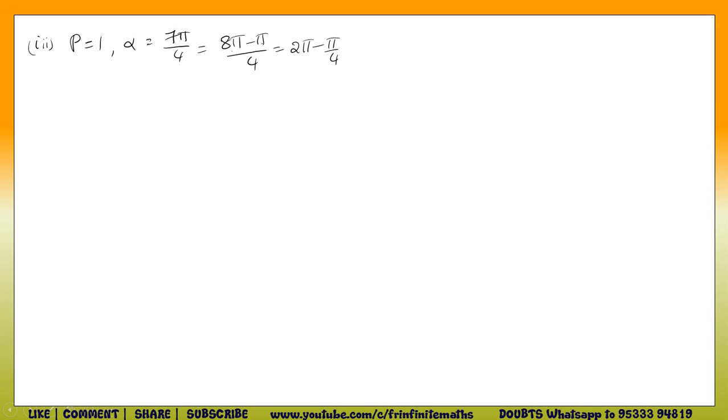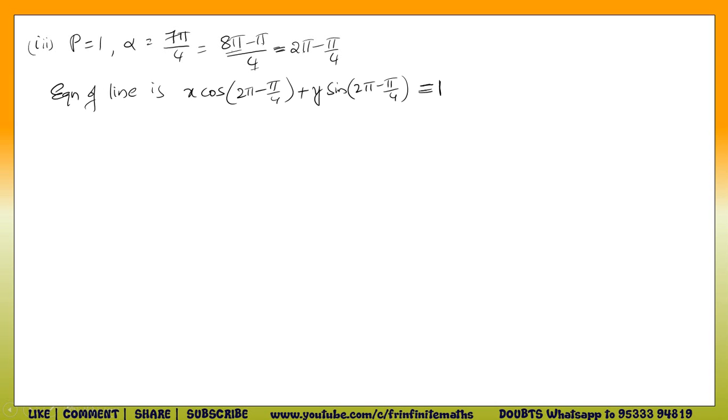So on splitting that 4 in the denominator to both the terms of numerator, 8 pi by 4 is 2 pi minus pi by 4. Now we got the value of alpha. So it is nothing but 2 pi minus pi by 4. What is the equation of line then? So equation of line is x into cos of 2 pi minus pi by 4 plus y times of sine of 2 pi minus pi by 4 is equal to, what is the value of P?